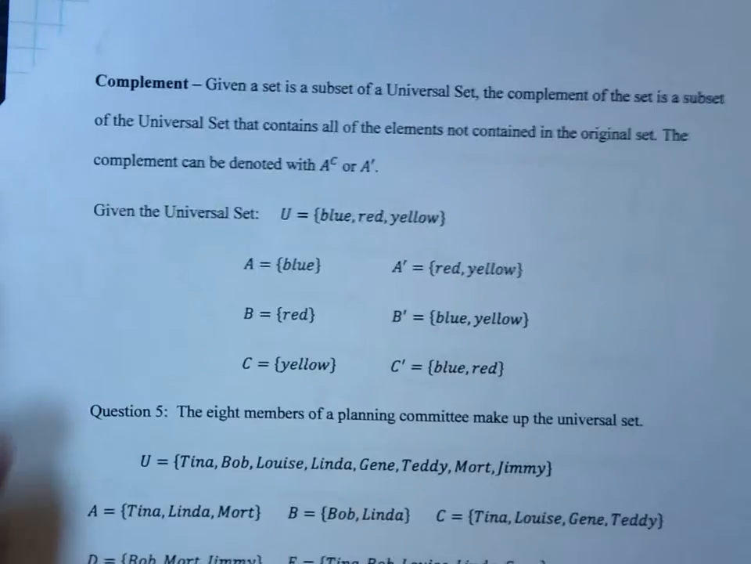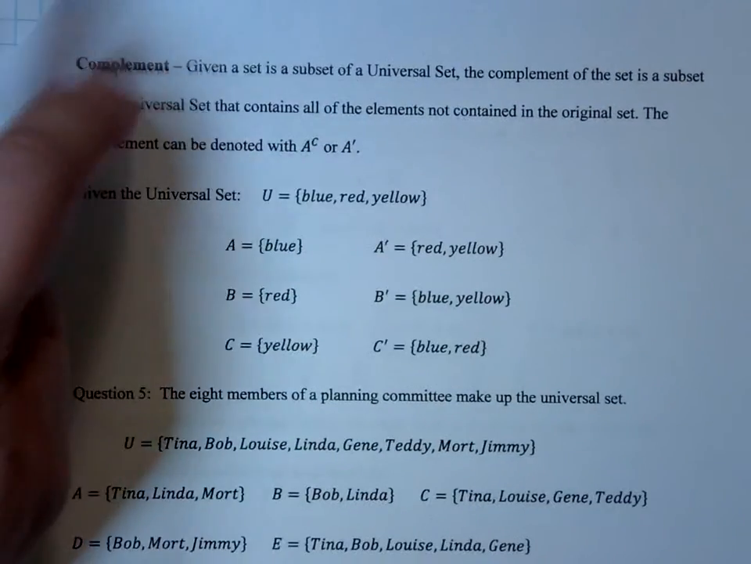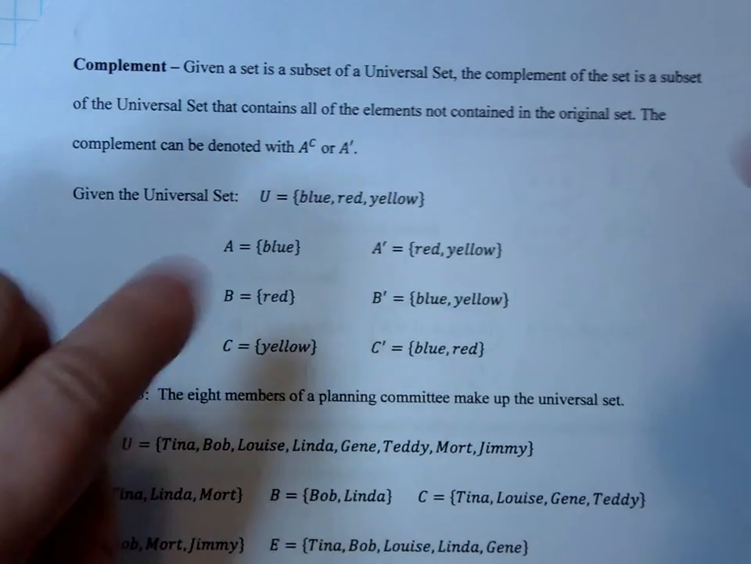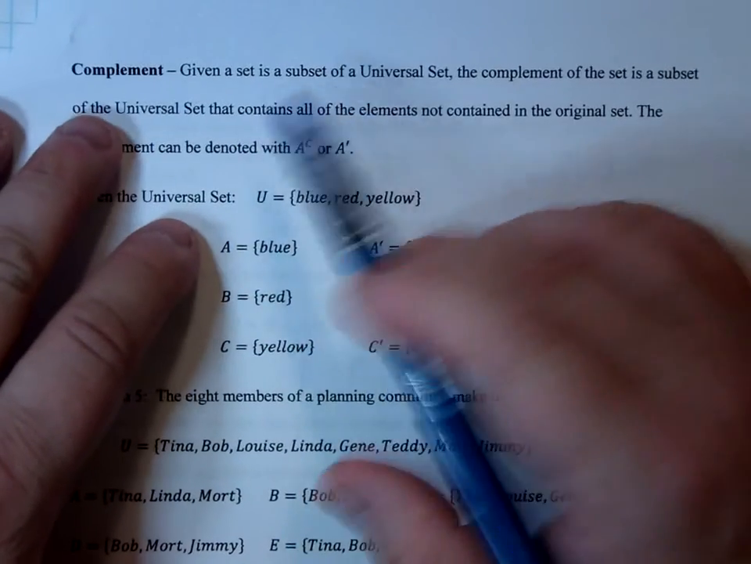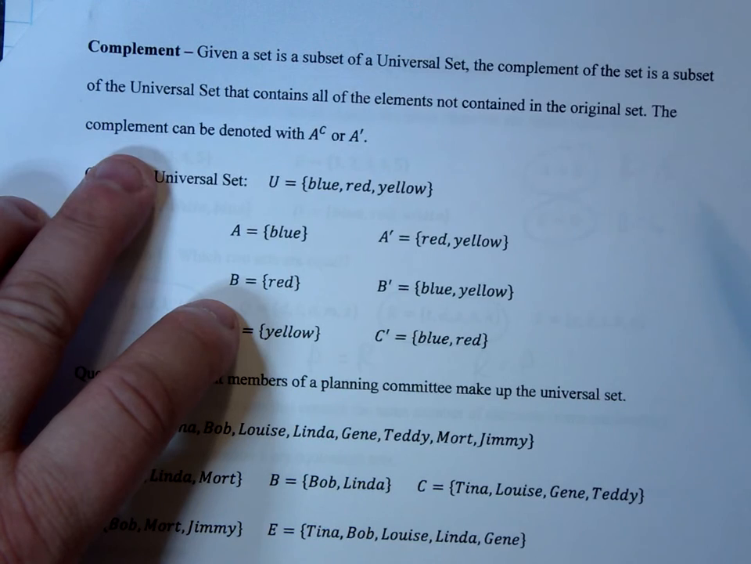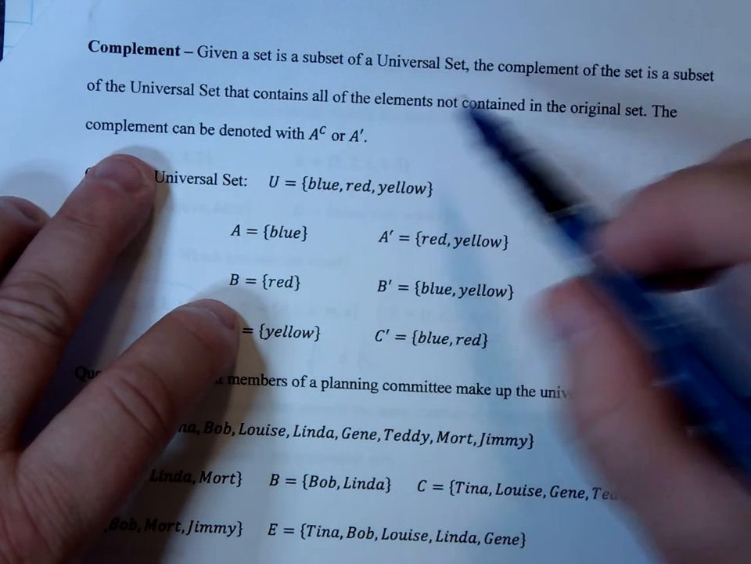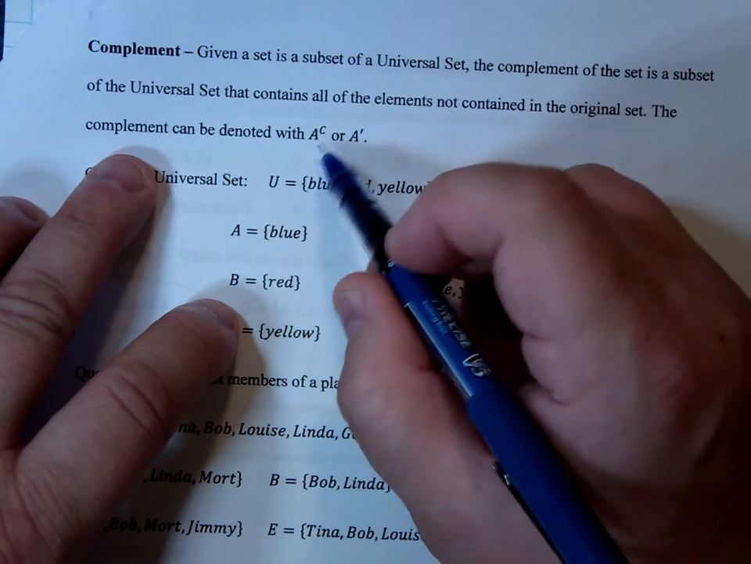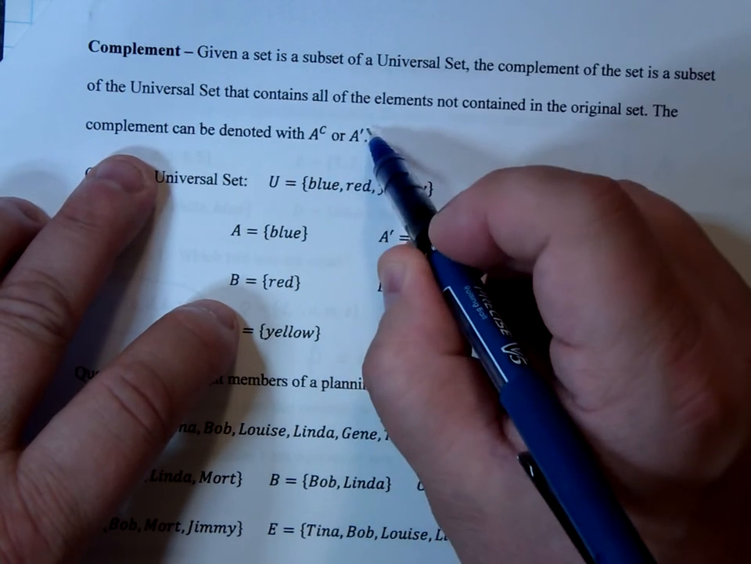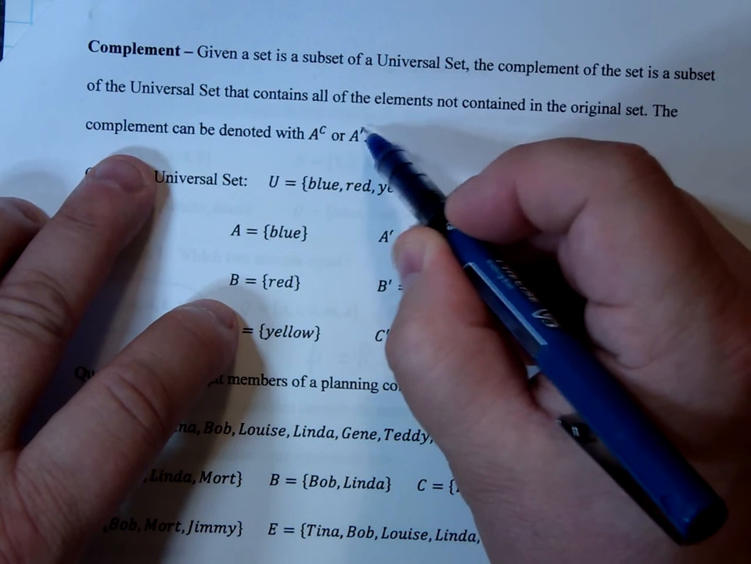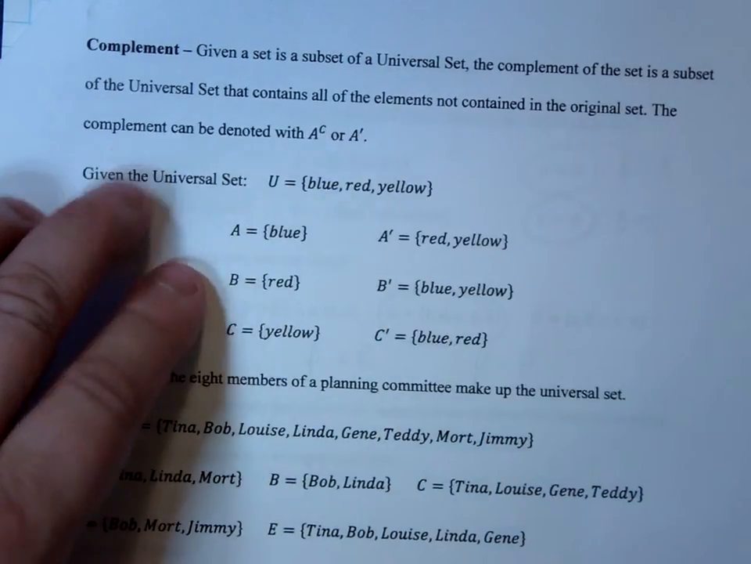All right, and then the last video, we already talked about the complement. Now, given that a set is a subset of the universal set, the complement of the set is the subset of the universal set that contains all of the elements not in the original set. The complement can be noted as A to the C power, or A with a little mark, we call that A prime. I'm going to be using A prime, but remember A to the C power is the same thing.